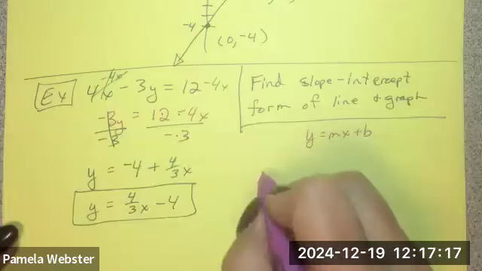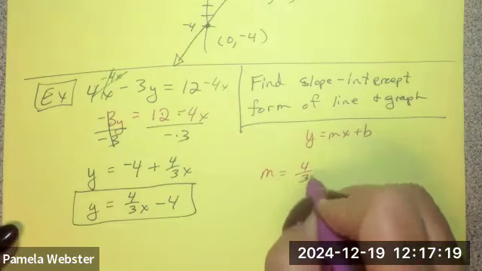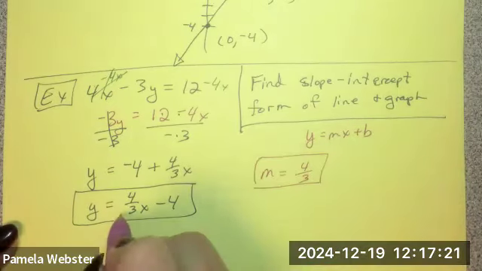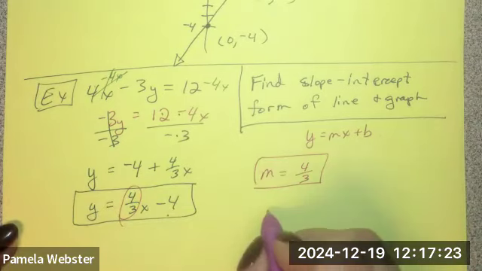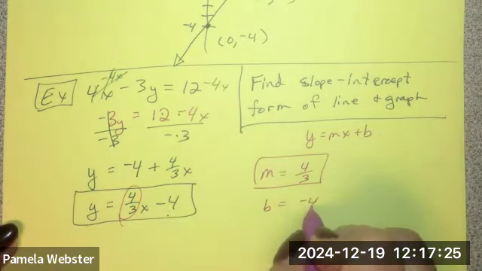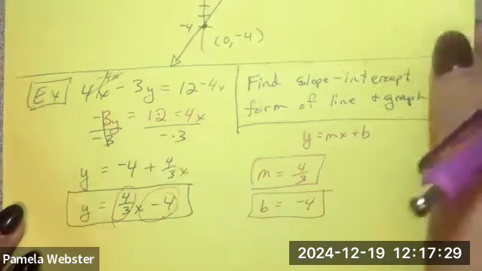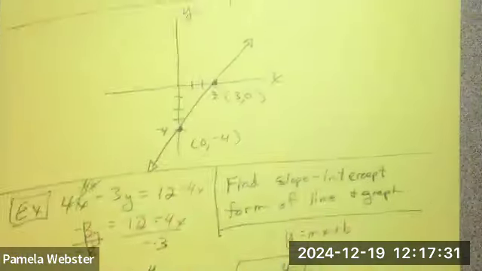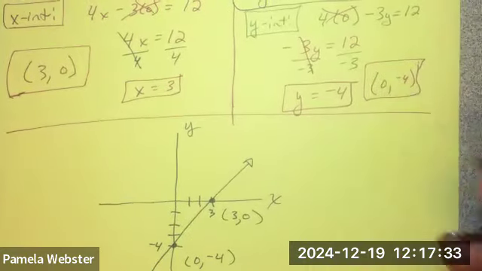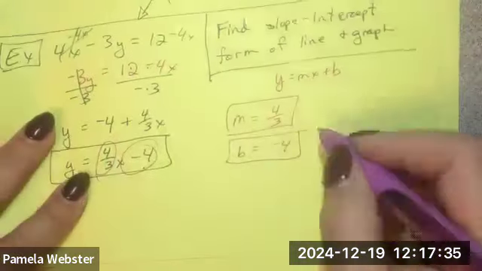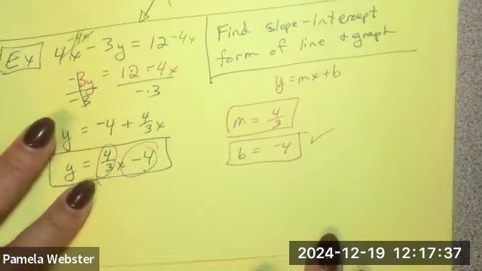So for this guy, I see the slope is 4 over 3, right? It's right there. And the y-intercept, the b, is negative 4. Hey, hang on a minute. We already had that, right? Because we found the y-intercept the long way earlier, 0, negative 4. So that should confirm, hey, we got the right number.